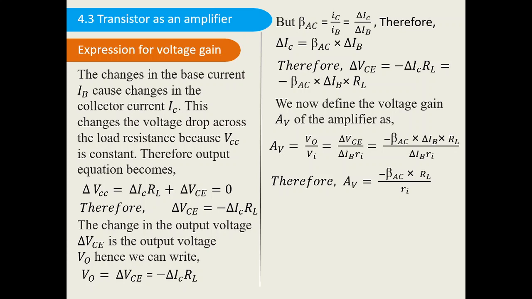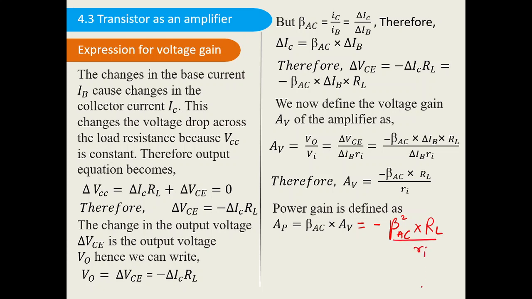The next is, if they ask you the power gain, the power gain is defined as AP. AP is nothing but beta AC multiplied by AV. So what is the final expression? It is minus of beta AC, and we substitute the AV value, so it will be beta AC squared into RL divided by RI. This is the final formula for power gain, and this is the final formula for voltage gain.